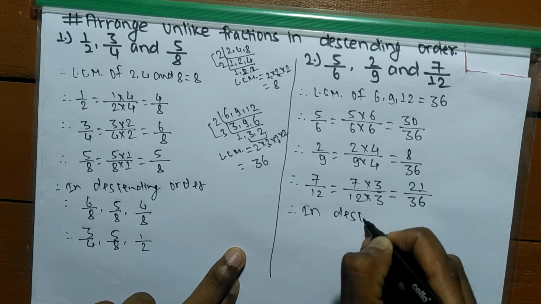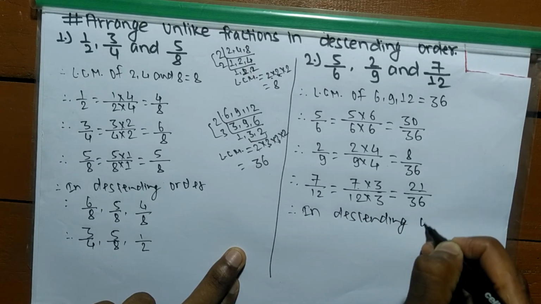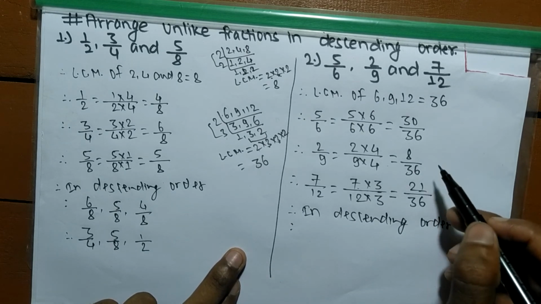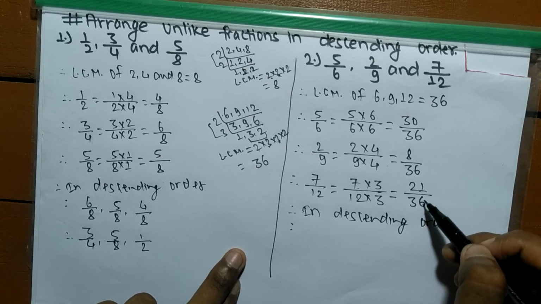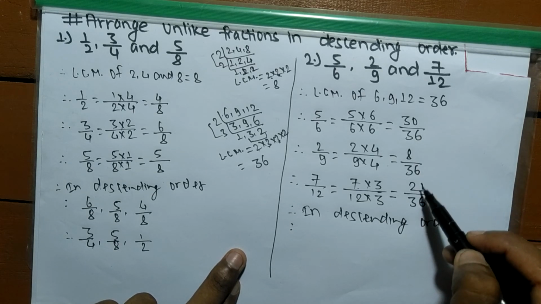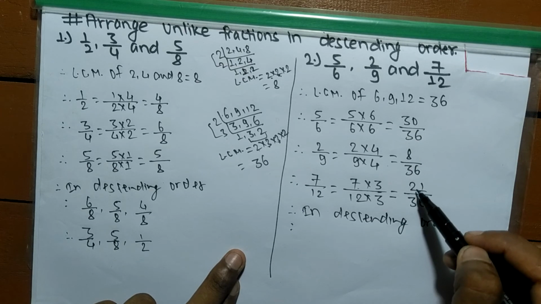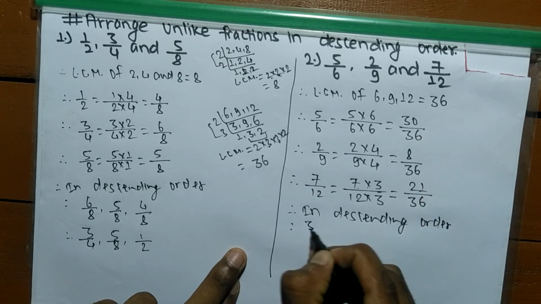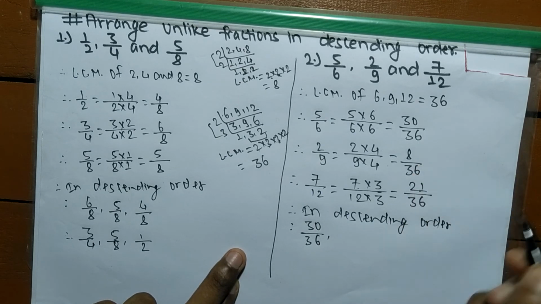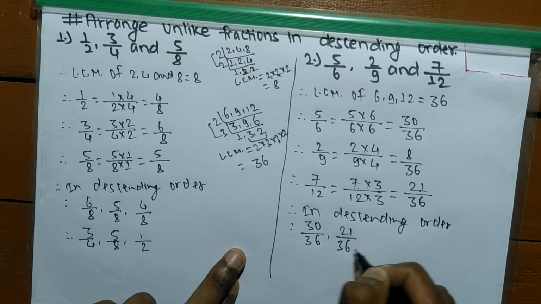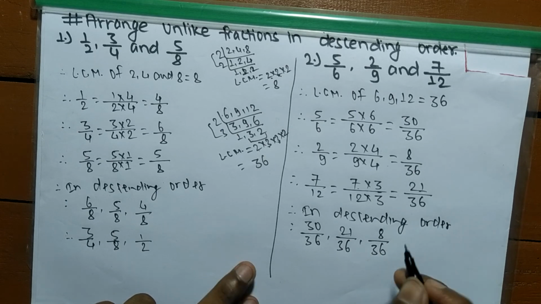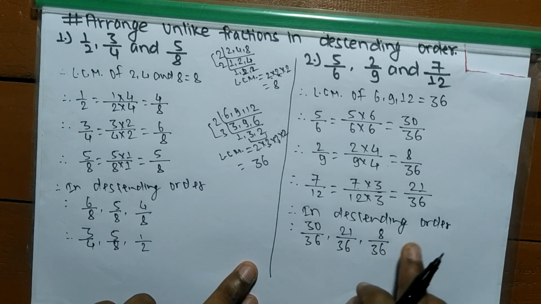In descending order, we have to arrange them from the greater one to the smaller one. In the denominator we have 36. In the numerator we have 30, 8 and 21. Among 30, 8 and 21 the greatest one is 30. So we write here 30 by 36. The one lesser than 30 is 21. So it is 21 by 36. The smallest one is 8. So it is 8 by 36. So these are like fractions arranged in descending order.